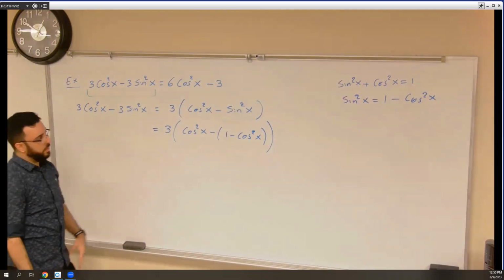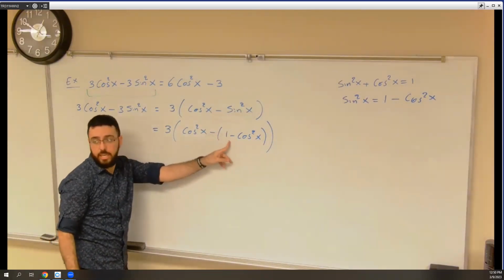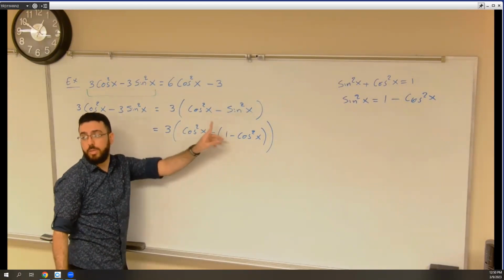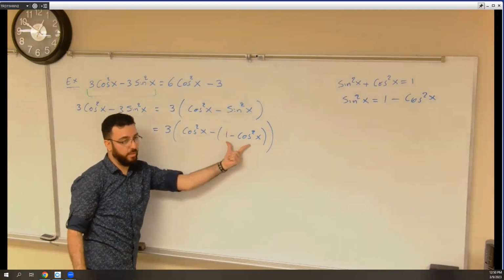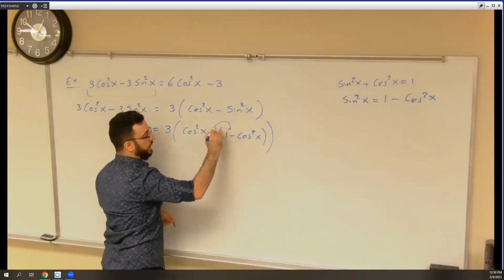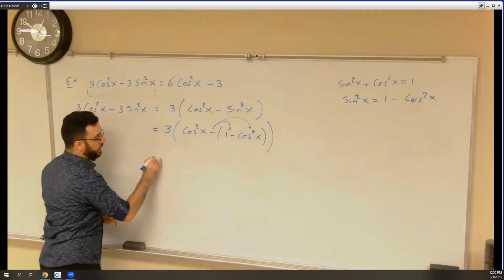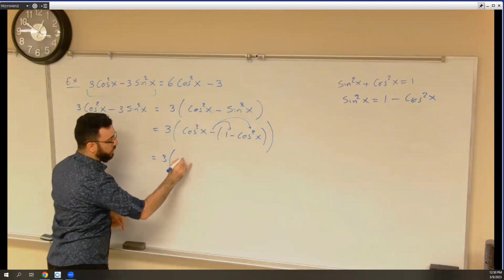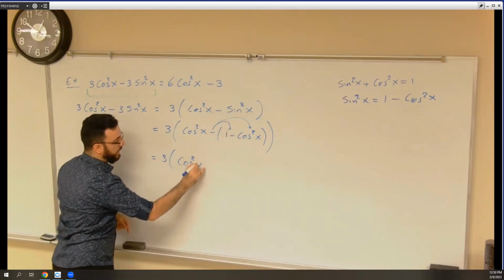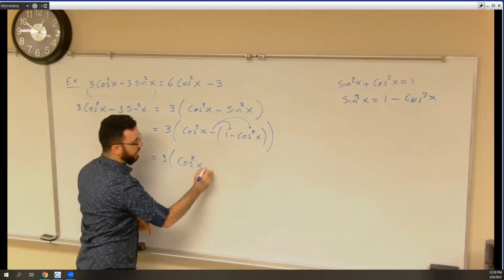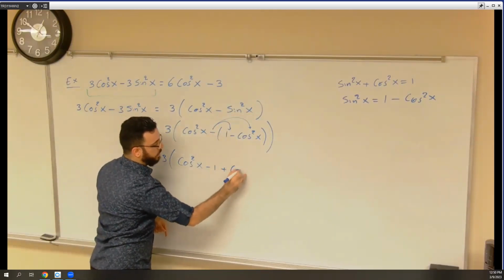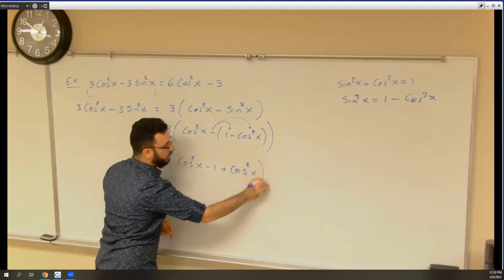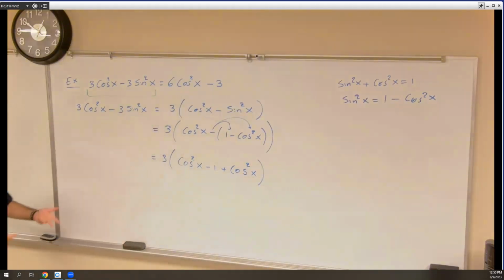Let's keep going. Can I distribute the negative sign? There's a negative sign for everything here. So I'm going to distribute the negative sign. So here's the 3 cosine square x, negative times 1, negative 1. Negative times negative cosine square x, positive. Now tell me, what's the next step?